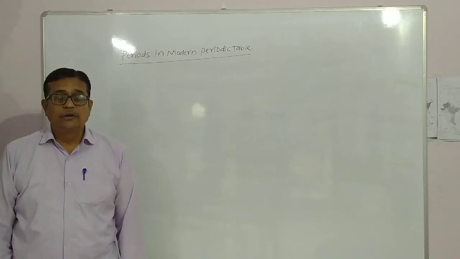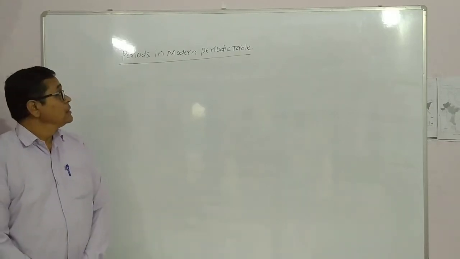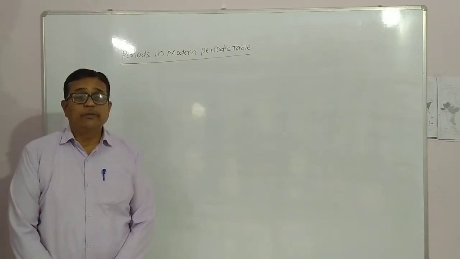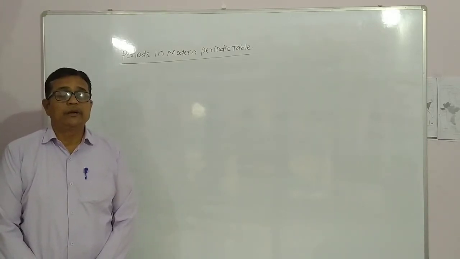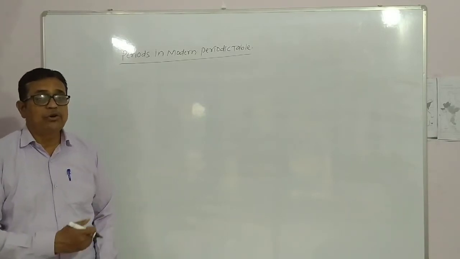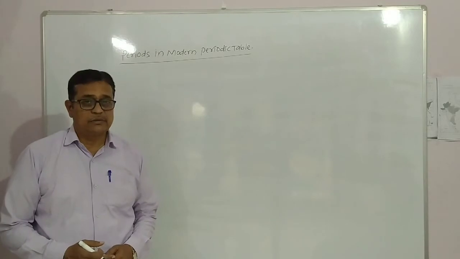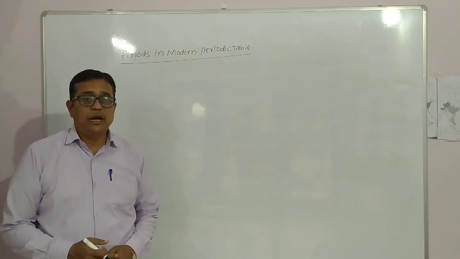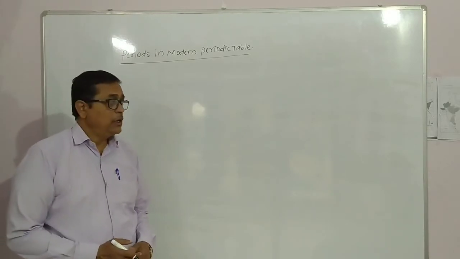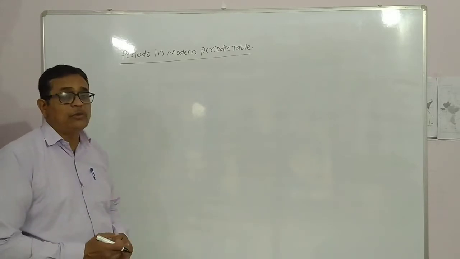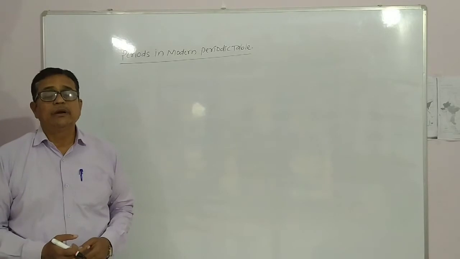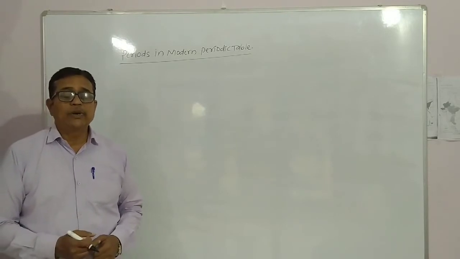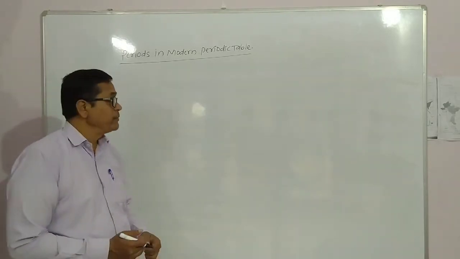Dear student, today we start periods in the modern periodic table. In the last period we studied the structure of the modern periodic table. In the modern periodic table, elements are arranged in increasing order of their atomic numbers in periods and groups. Here first we study the periods in the modern periodic table, then the groups, then the properties of elements.